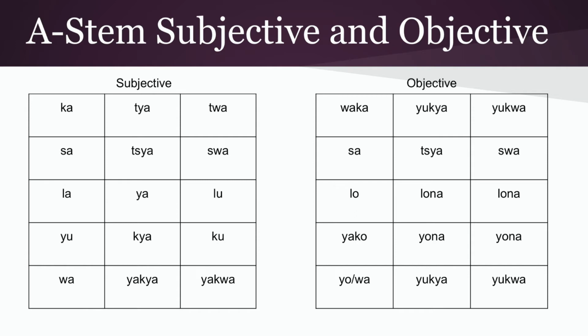All right, one last thing too. If you look on the subjective side, let's look at the bottom of 2 and 3. You'll see yagya and yagwa. Notice that the first three letters for both of them are Y-A-K. Let's look at the objective, the bottom of the second and third column. We have yungya and yungwa. That's a little difference, okay? That's important to know. In the A stem, it's always Y-A-K plus the ending. So it's yagya or yagwa, but it changes to yuk in the objective. Now it's yungya and yungwa.